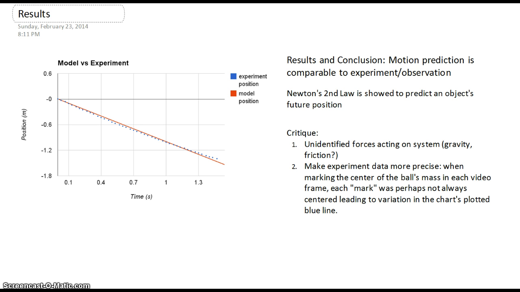As a critique of our experiment, we could make some adjustments to arrive at an even more accurate prediction of the ball's future position by accounting for 1. Unidentified forces acting on our system, such as gravity and friction, and 2. Experiment data was not precise, perhaps when making the marking of the ball in each video frame, as each mark was perhaps not always centered, leading to a variation in the chart's plotted blue line.